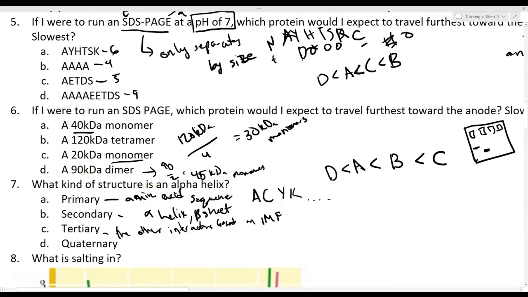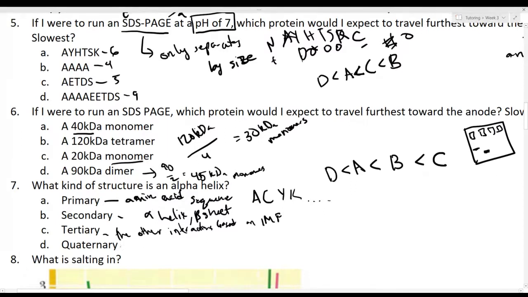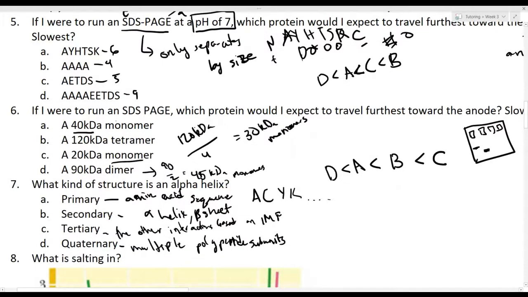Finally, quaternary structure is when you have multiple protein subunits, or I should say multiple polypeptide subunits. And we saw an example of this in number 6 when we were dealing with monomers and dimers and tetramers and things like that. Each monomer is a subunit, so anything that's a dimer, a trimer, a tetramer, and so on is going to have a quaternary structure. Okay? Does anyone have any questions about kind of structures?